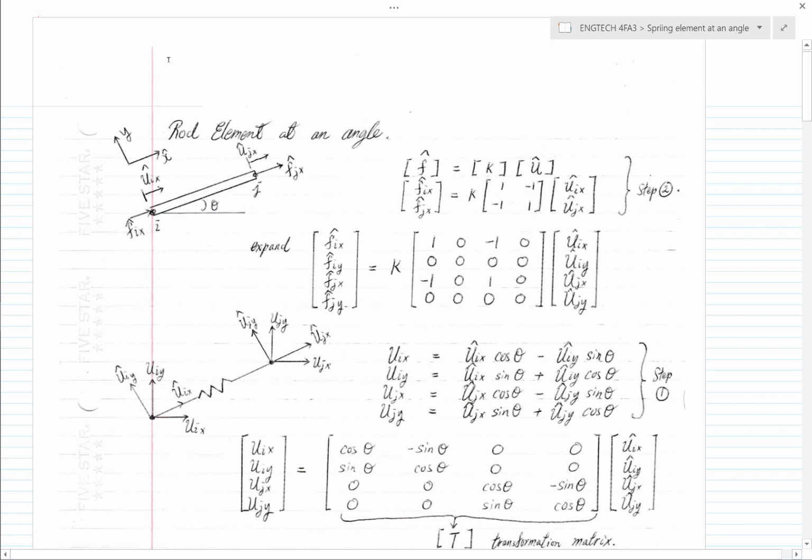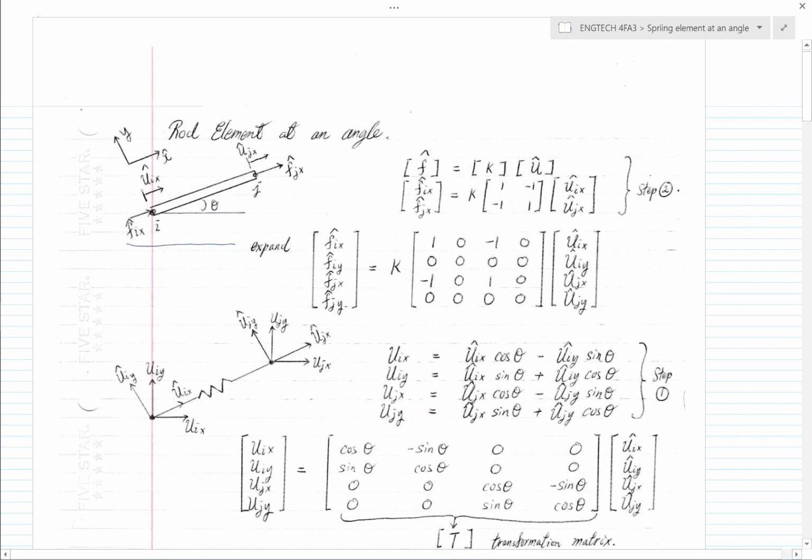Hello again. What we learned in our previous videos is the spring element that goes along the x-axis only, which is too simple. So in this chapter we're going to learn something new, which is an element that goes along the y-axis as well. Please take a look at the figure here.